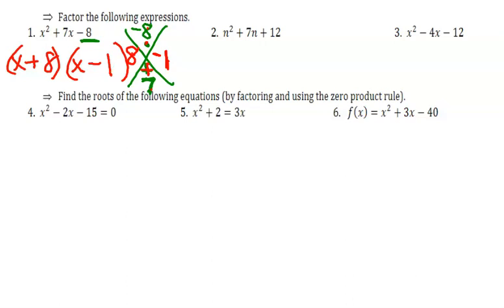All right, now let's try number 2. 12 is what we need to multiply to. That is our c. And what do we need to add to? Our 7.